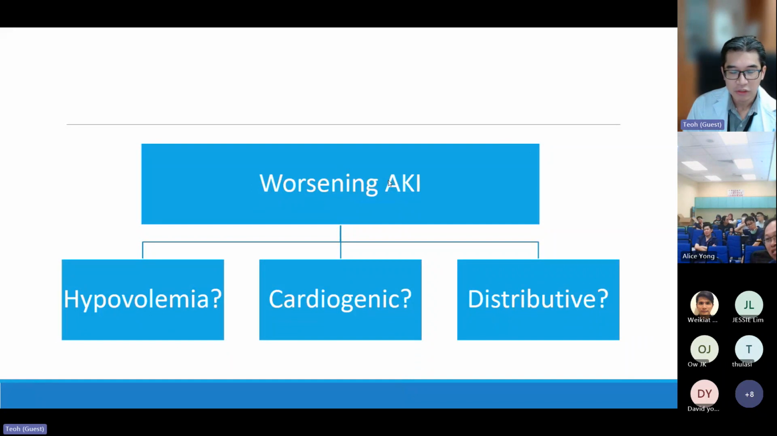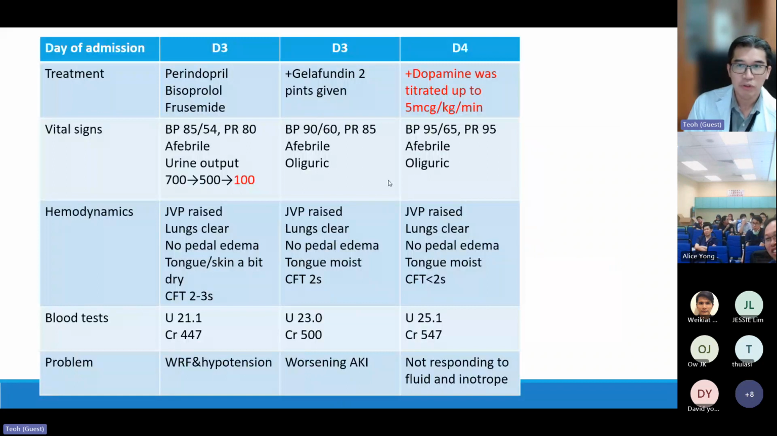Maybe we should take the opinion from Dr. Ling again. Dr. Ling thinks it's cardiogenic. Okay, cardiogenic. Let's start a bit of dopamine here, titrate up to 5 micrograms per kg per minute. And you can see the blood pressure starts going up a bit, another 5 millimeters of mercury systolic. And of course, because of the dopamine, you expect the heart rate to be faster now, 95.